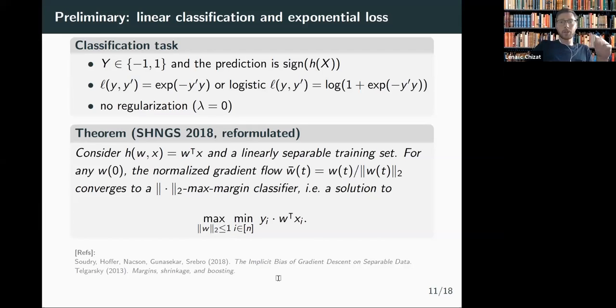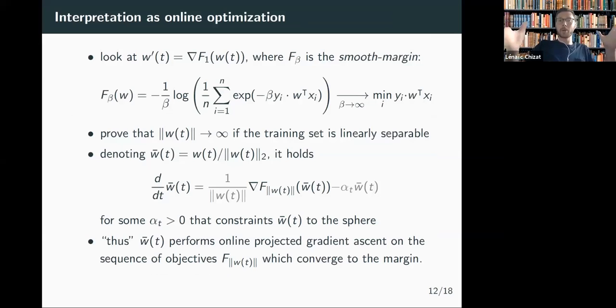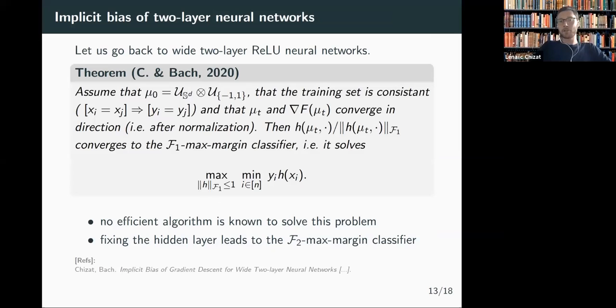And we have an analogous result for the case of two-layer ReLU neural networks. So now we come back to our Wasserstein gradient flow, the dynamics of our infinitely wide two-layer neural networks. We have the same assumption on the initialization, that the hidden weights are uniform on the sphere and the output weights on -1, 1. And now the assumption on the training set is much smaller. We just need that when we have twice the same input, we have the same output.